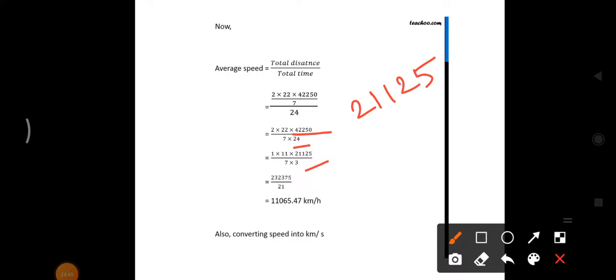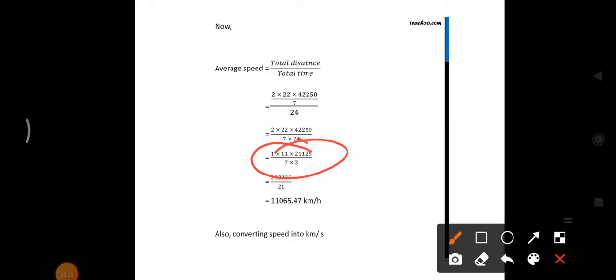When we multiply 1 into 11 into 21,125, we get 2375 by 7 into 3, 21. When we divide this, we get 11,065.47 kilometer per hour. So converting this kilometer per hour into kilometer per second. Do you understand how we get this value?